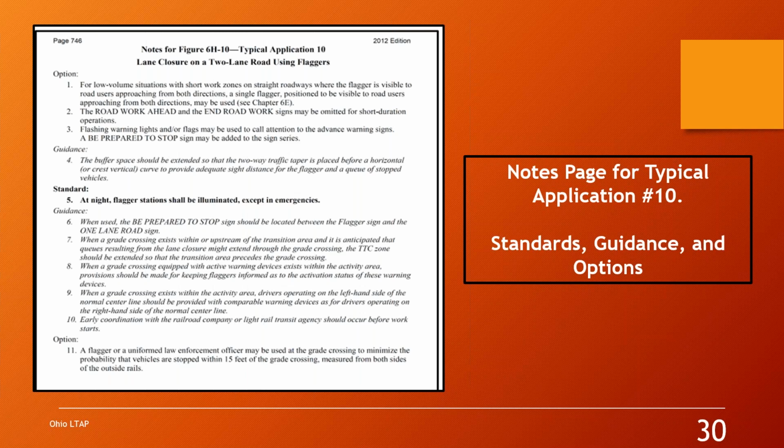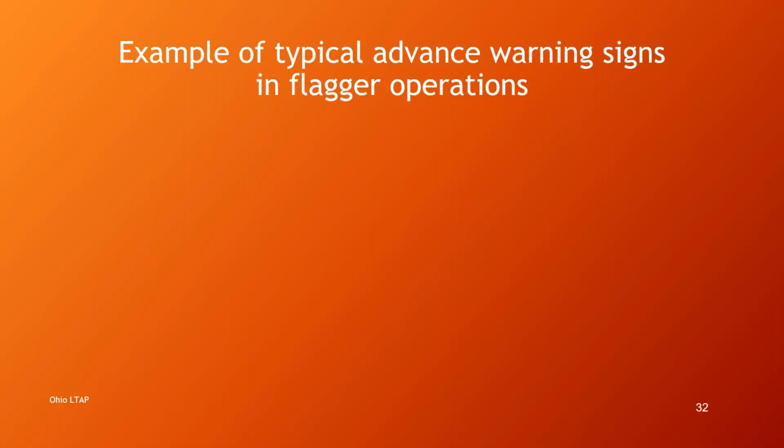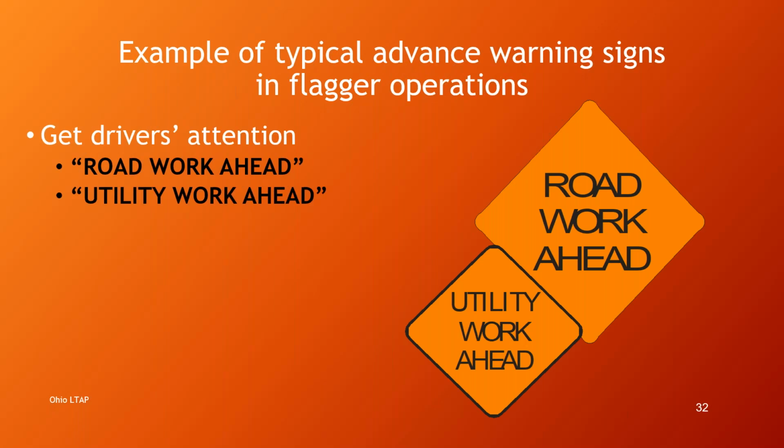So let's talk about the advanced warning area of our flagging operation. This is the part of your setup that lets the public know that you are working out there. And you need to install your signs before you start the flagging operation. So let's take a look at our typical advanced warning signs in our flagger operations. The first sign that the motorist sees is the road work ahead sign.